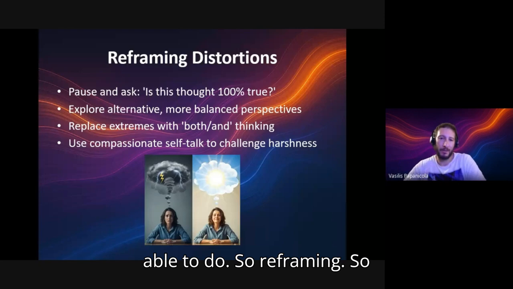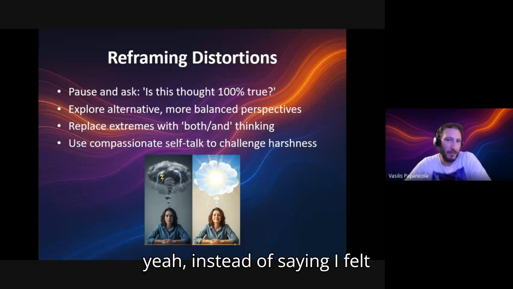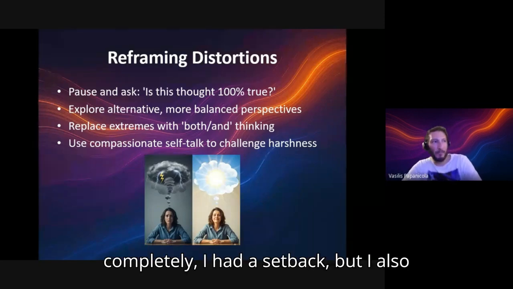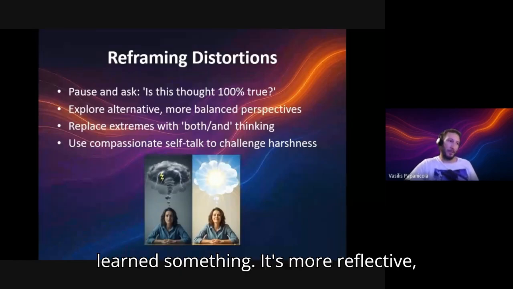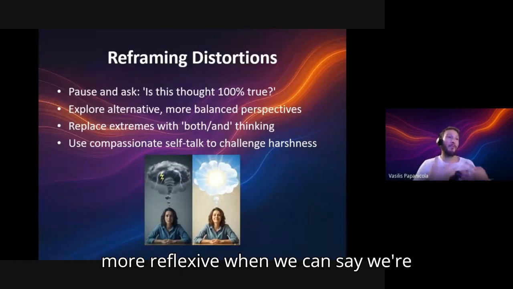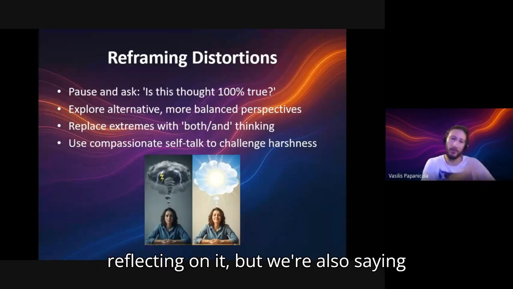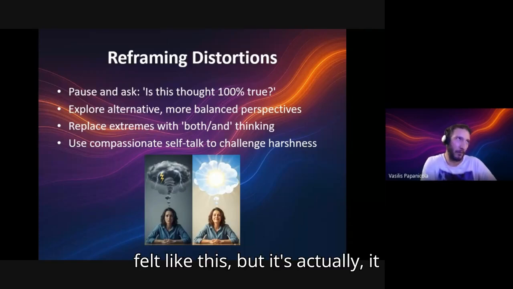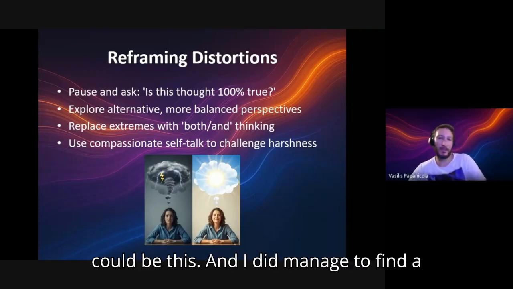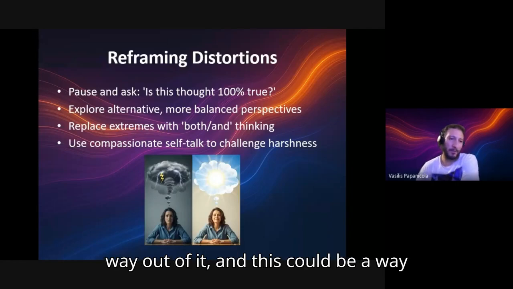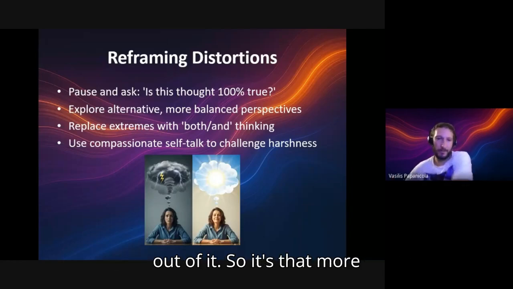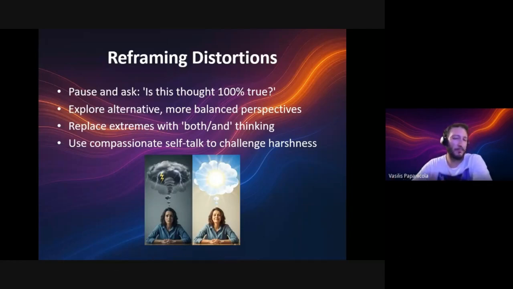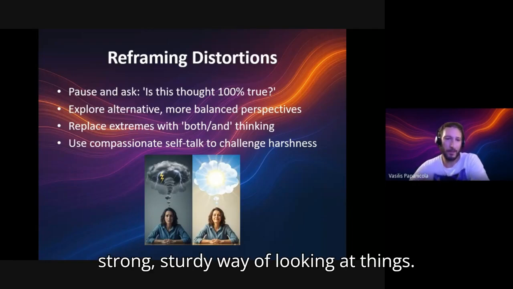So reframing. Instead of saying I failed completely, I had a setback, but I also learned something. It's more reflective, more reflexive, when we can say we're reflecting on it, but we're also saying, actually, it felt like this, but it could be this. And I did manage to find a way out of it, and this could be a way out of it. So it's that more strong, sturdy way of looking at things.